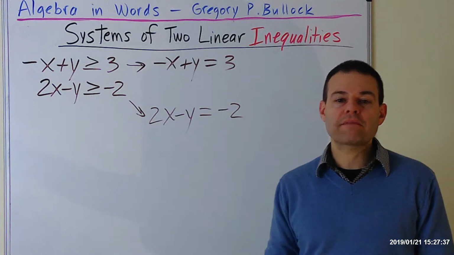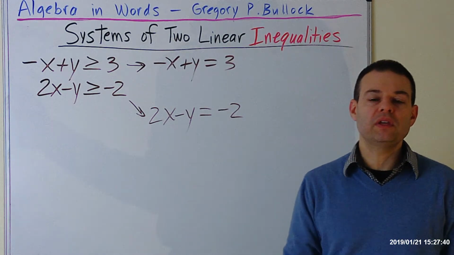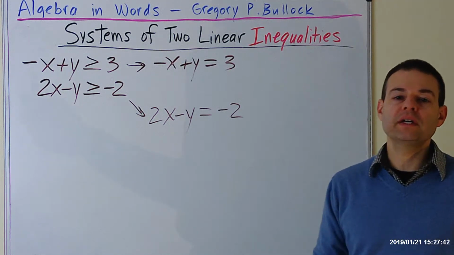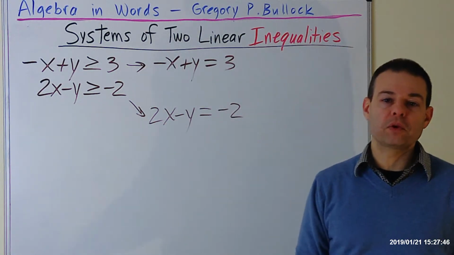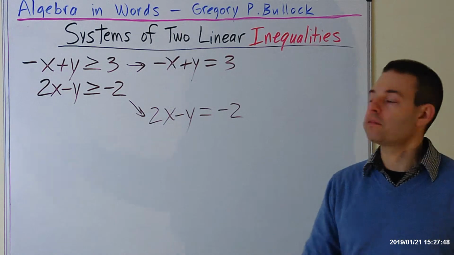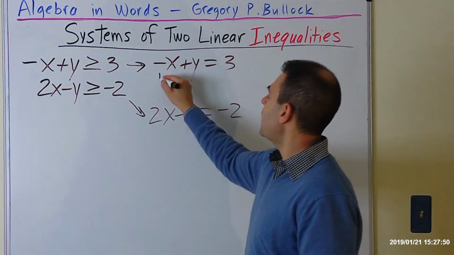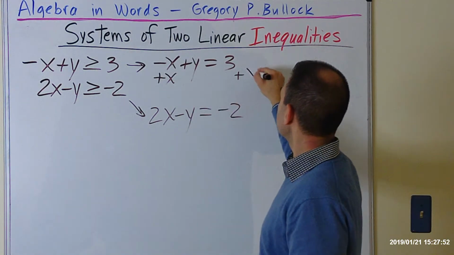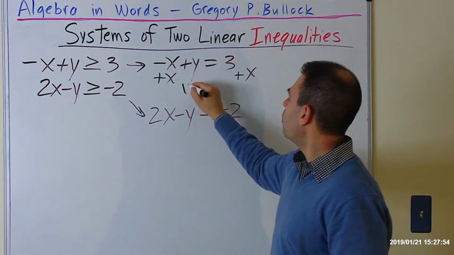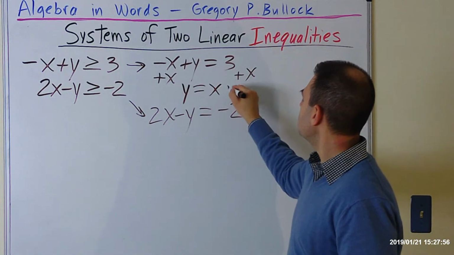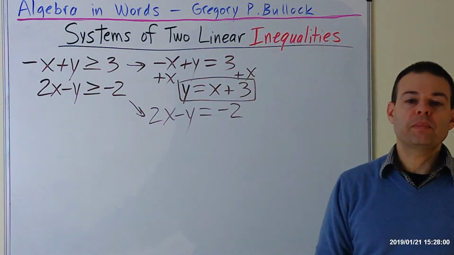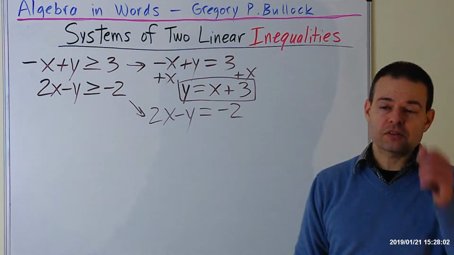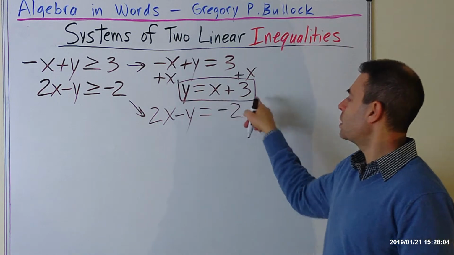So that step's done. The next step is we want to graph them. Again, I went over graphing linear equations in previous videos if you need extra help, but assuming you know how to do it, in this case, we're going to convert each of these into slope-intercept form and then use those forms to graph. So for this one, let's add x to both sides. And then we have y equals x plus 3. And just so we can see it, I put a box around that.